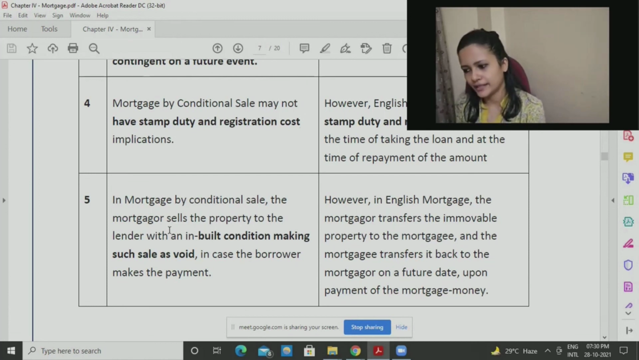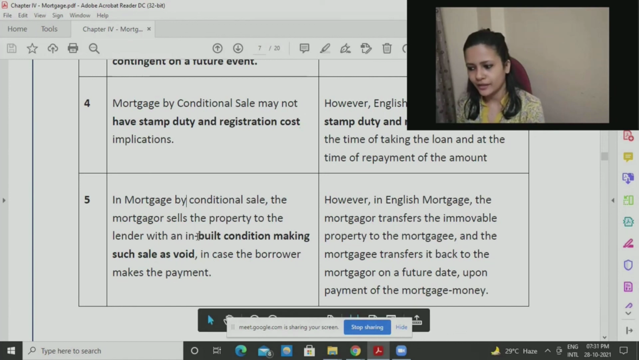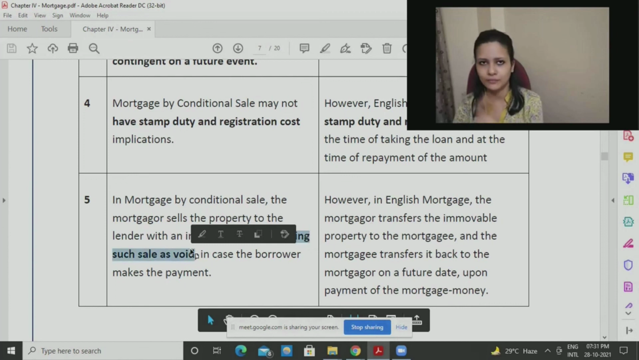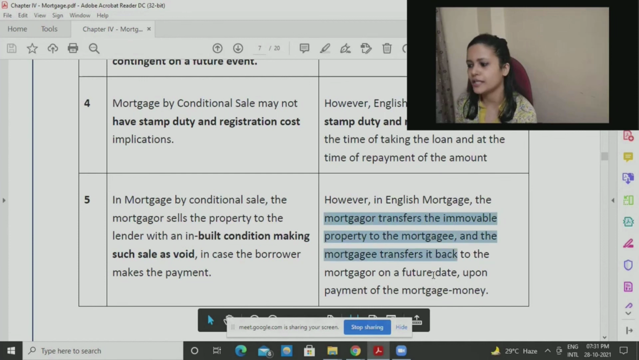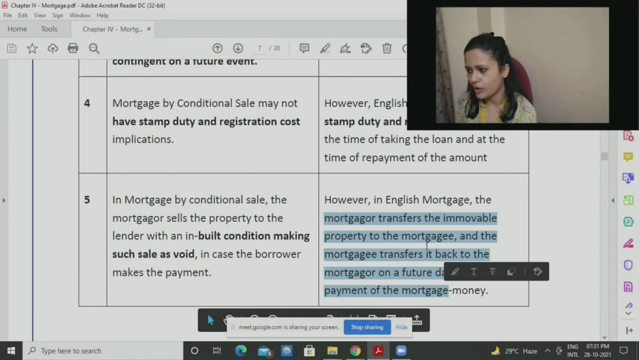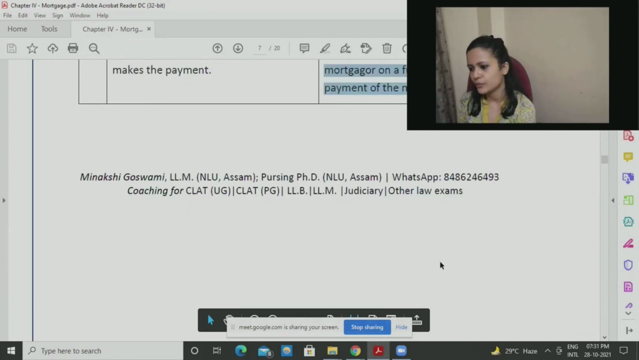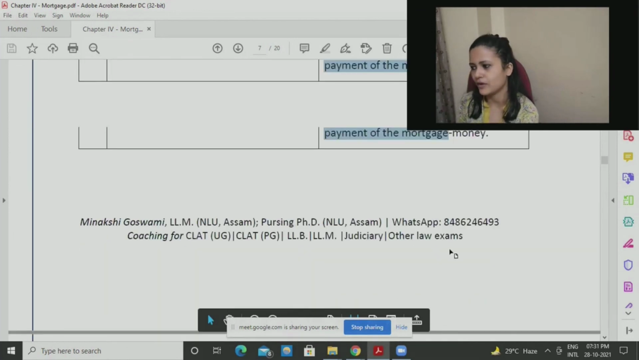So in a mortgage by conditional sale, the mortgagor sells the property to the lender with an inbuilt condition making the sale void in case he is able to pay. It is mentioned in the agreement itself that if I'm able to repay the amount plus the interest, this transaction will become void. But in an English mortgage, the mortgagor transfers the immovable property to the mortgagee, and the mortgagee will transfer it back on a future date if the mortgagor is able to pay the entire amount plus the interest. There is just this proviso that he will have to repay or return this amount.